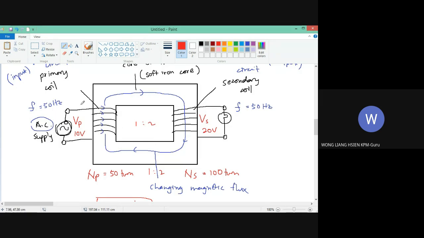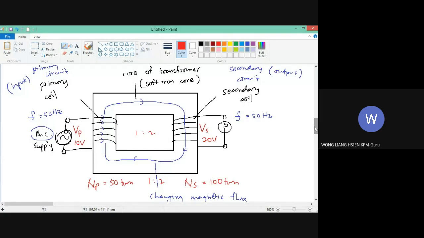Imagine if you use direct current in the power supply. That means the current only flows in one direction. If the current flows in one direction only, the direction of the magnetic flux does not change. The magnetic flux is always in one direction. If that is the case, there will be no induced EMF in the secondary coil, so there will be no induced current in the secondary coil. Then the transformer cannot function. You see? So this is the reason why the transformer can only function with an alternating current power supply.